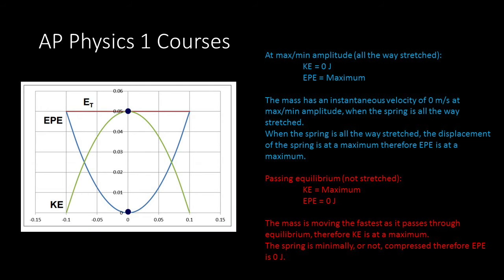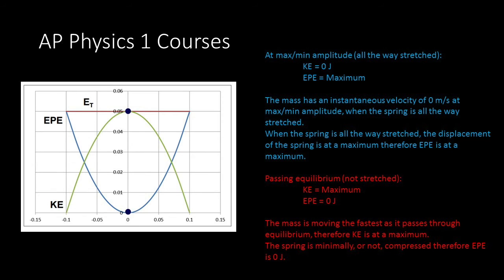This slide is for the AP Physics 1 courses. When the spring is at a maximum, or all the way stretched, the kinetic energy is equal to 0 joules, and the elastic potential energy is at a maximum. This is because the mass has an instantaneous velocity of 0 meters per second at a maximum or minimum amplitude when the spring is all the way stretched.